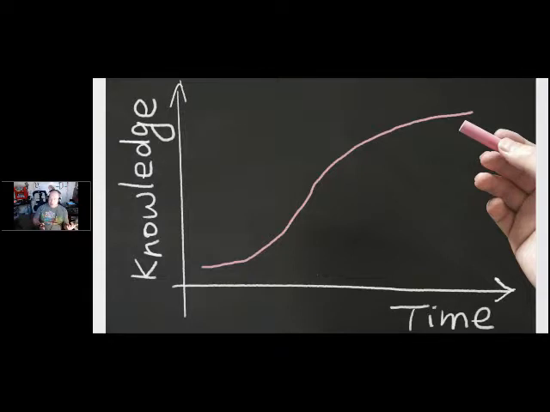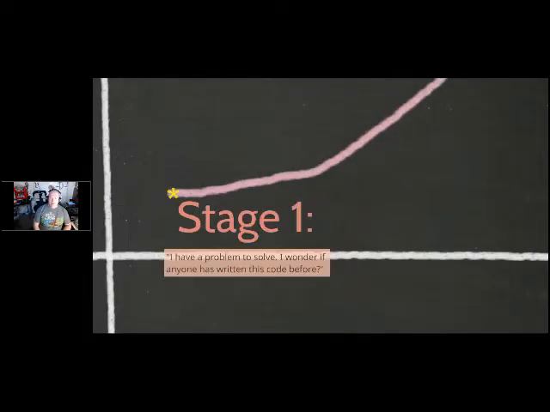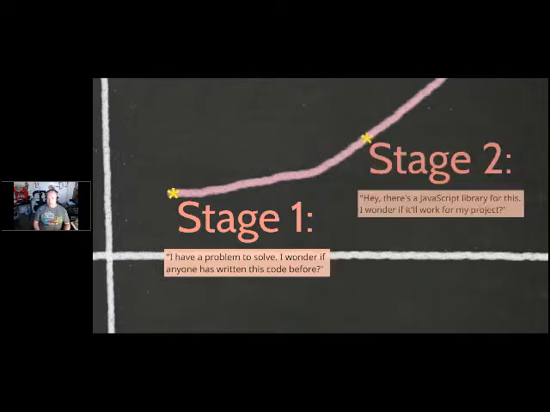We're looking to increase our knowledge, and the more time we spend doing something, our knowledge increases, right? For those of us without a flat learning curve, some people can spend as much time as they want. They never actually progress, but ideally we all follow this kind of curve here. So stage one, if I'm a developer and I have a problem, I acknowledge I have a problem to solve, and a good developer will oftentimes say, hey, has anyone written this code before? I don't need to reinvent the wheel. I would just like to get a solution that works for my problem.